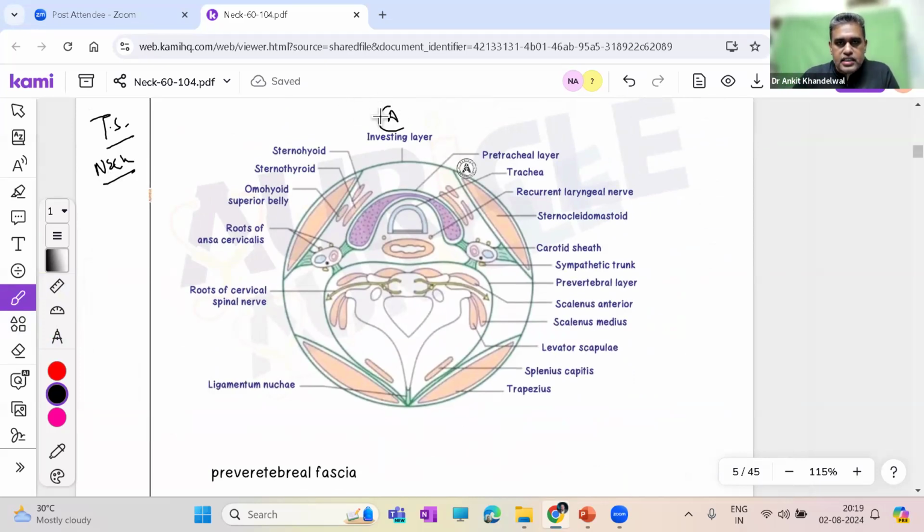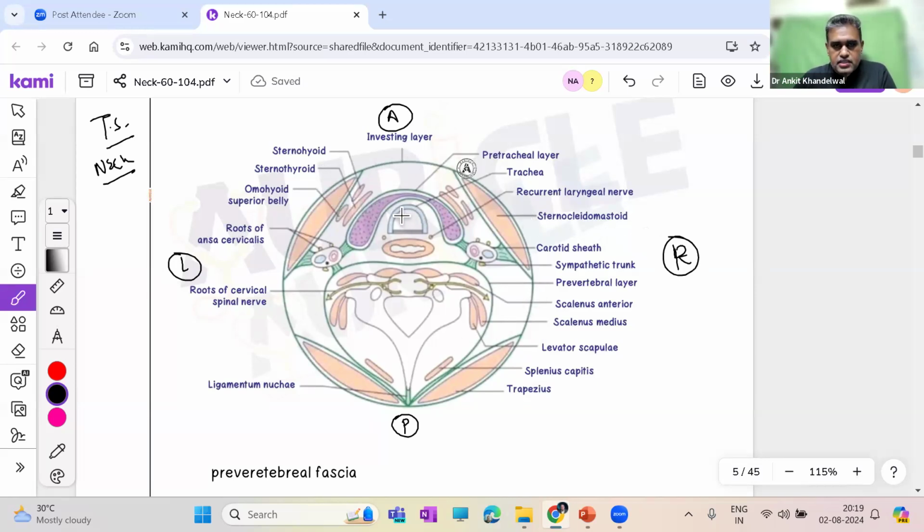This is the anterior aspect. First of all, understand the diagram. This is the posterior aspect. These are the lateral aspects, the right or left side. Let us say this is the right side, and this is the left side. Anterior, posterior, and the two lateral sides, right and left. Now, first of all, look at the structures inside.